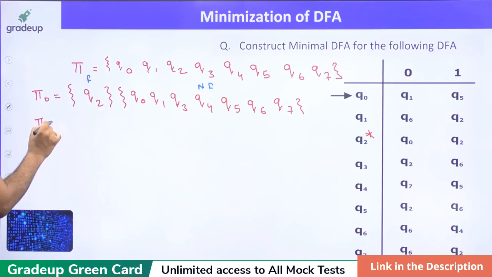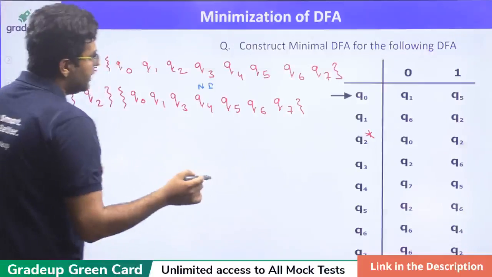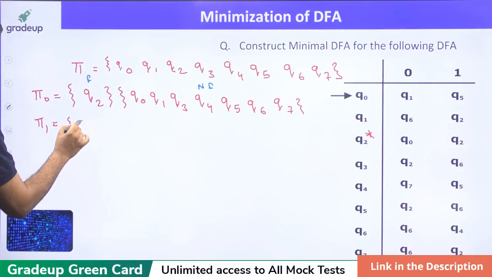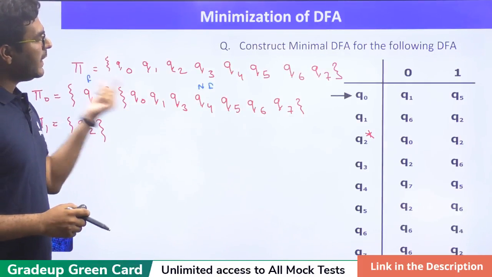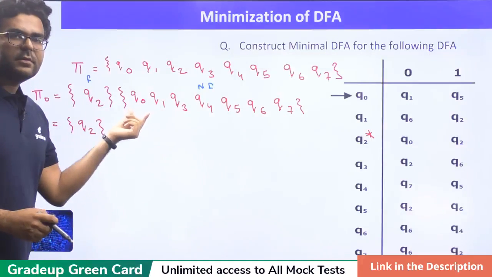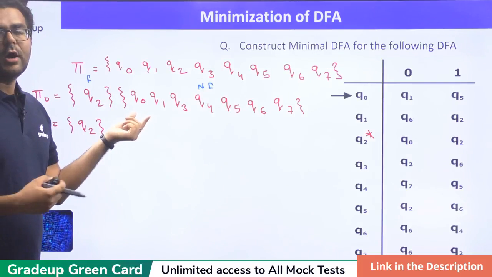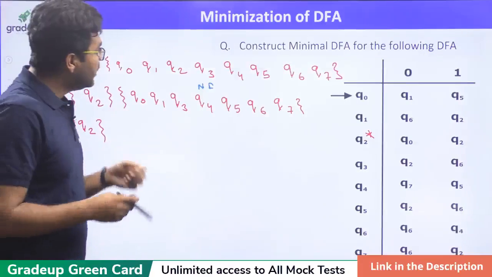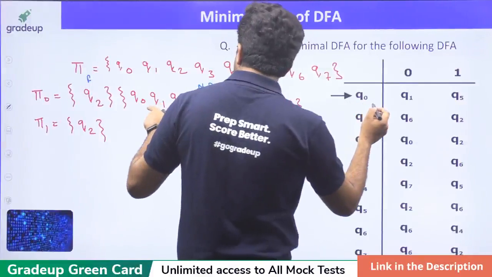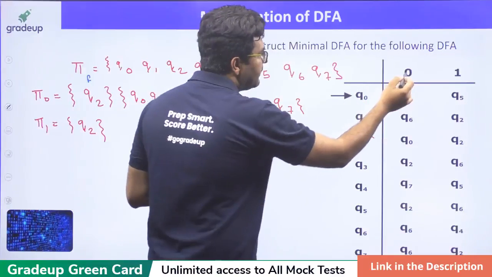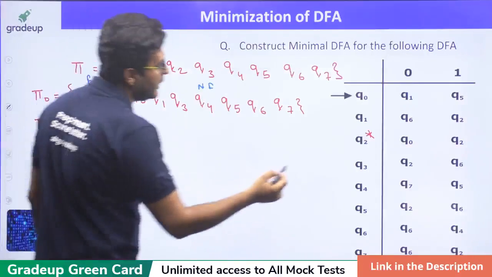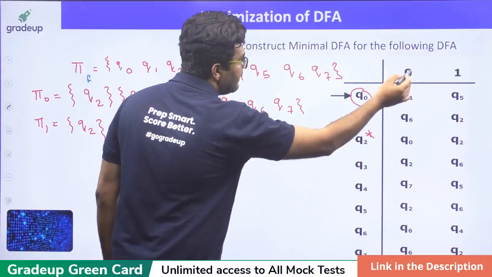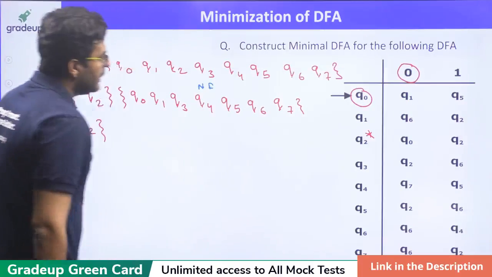Next, you need to calculate 1 equivalent, or pi 1. How can you calculate pi 1? Already Q2 is in another set, so we'll keep it as it is. We'll check whether Q0 and Q1 will remain in this non-final set or not. To do that, you'll see on Q0, after giving 0, we are moving to Q1 state.